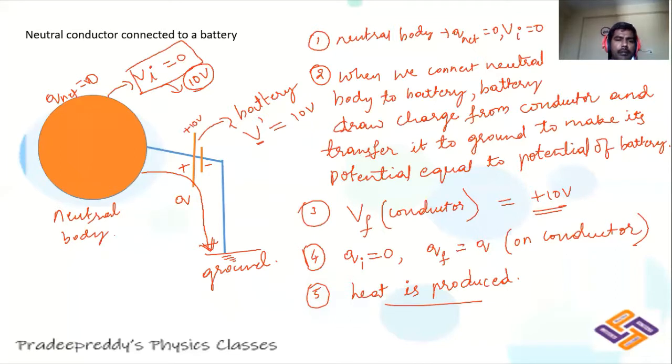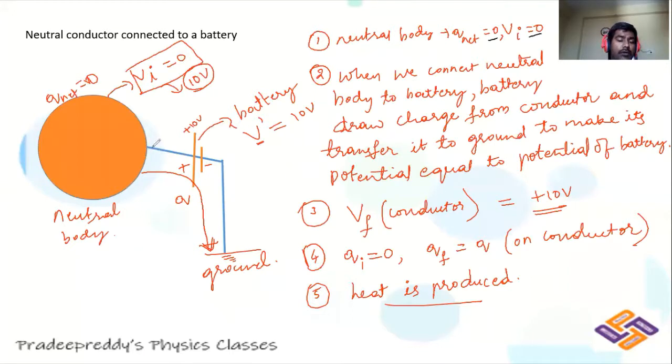We are connecting a neutral body to ground via a battery. The battery has a potential of plus 10 volt, and you are connecting it to a neutral body. Now, the first point which you are learning is that as the body is neutral, the net charge on it is 0. Therefore, initial potential is 0. That's point number 1. Point number 2, when you are connecting a neutral body to the battery, the battery transfers charge from ground to the neutral body or from the neutral body to the ground.